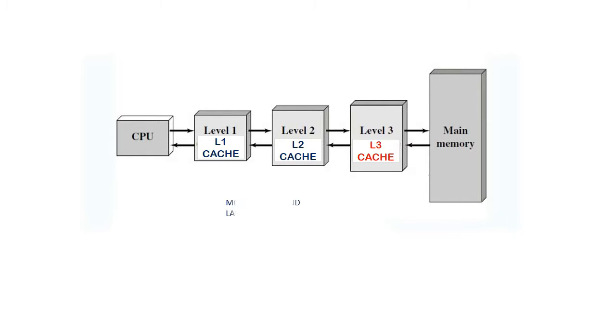Next is the use of multiple levels of cache. The L2 cache is slower and typically larger than the L1 cache, and the L3 cache is slower and typically larger than the L2 cache.